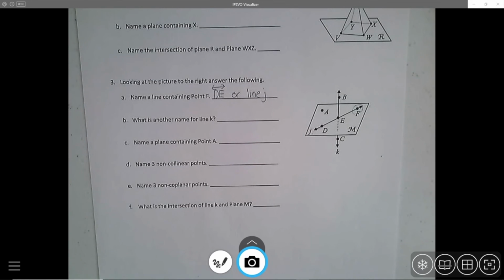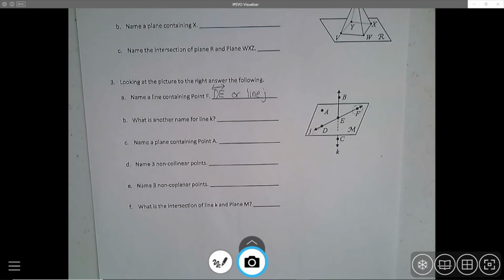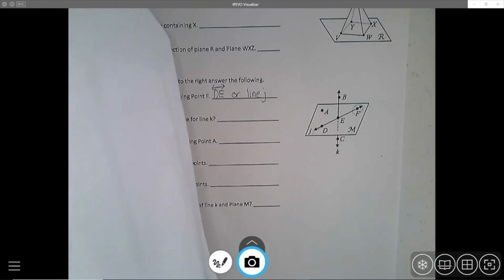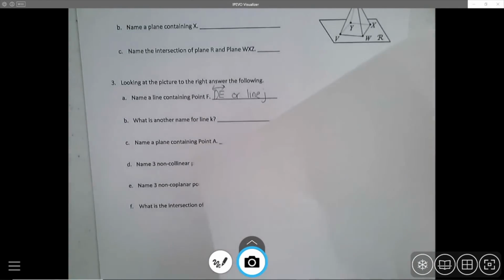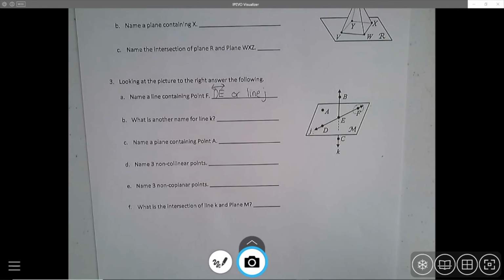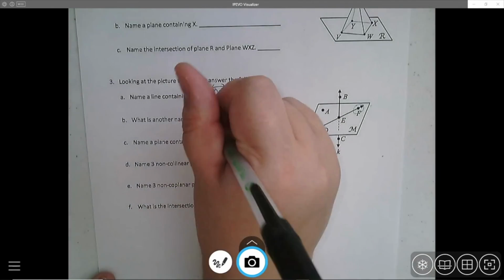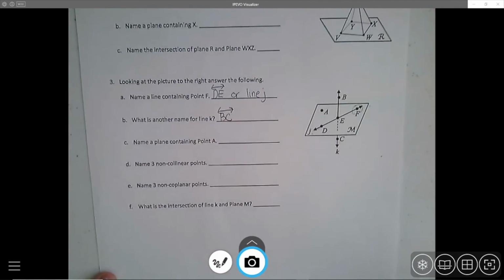What is another name for line K? K is this one going through the paper, like I said. The dotted portion is what's below the plane, and the solid is what is above. This would be my solid, and then my dotted. So what's another name for K? Choose any 2 points on that. I see a B and I see a C, and I'll put my line symbol above.